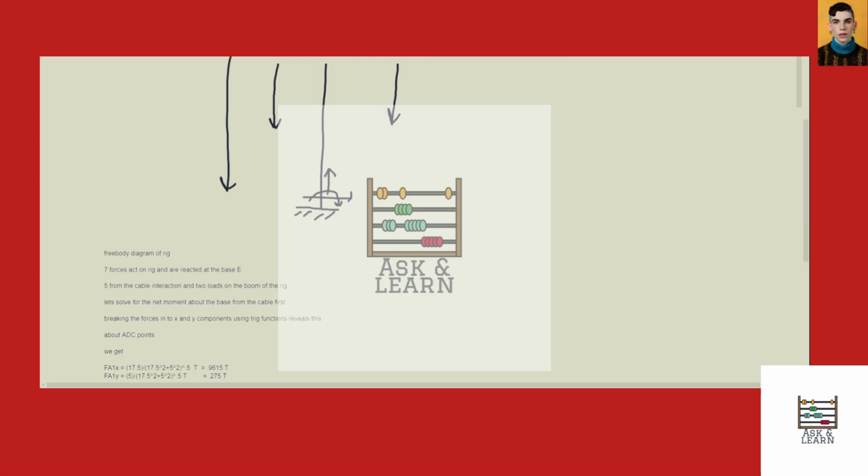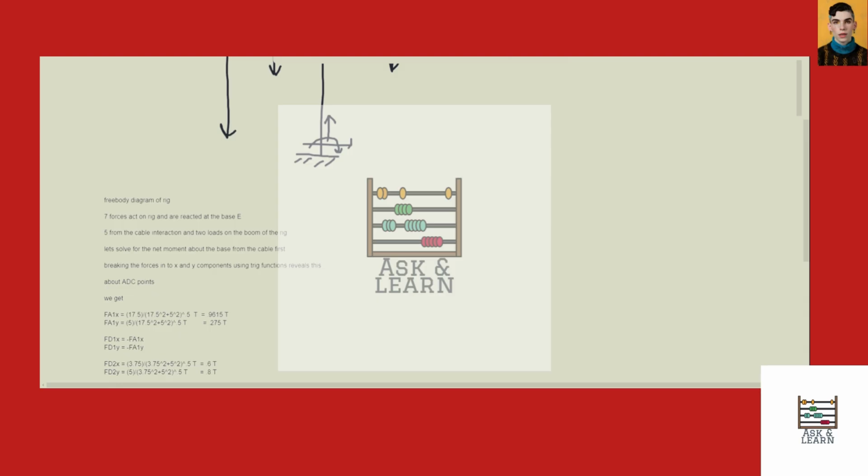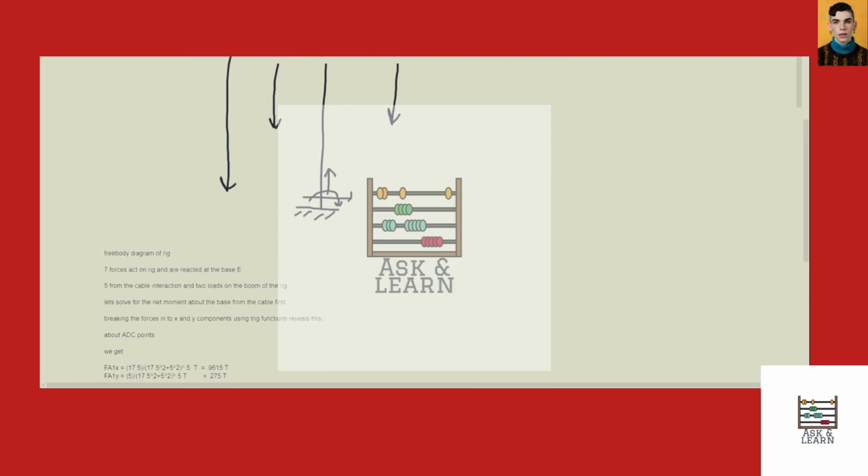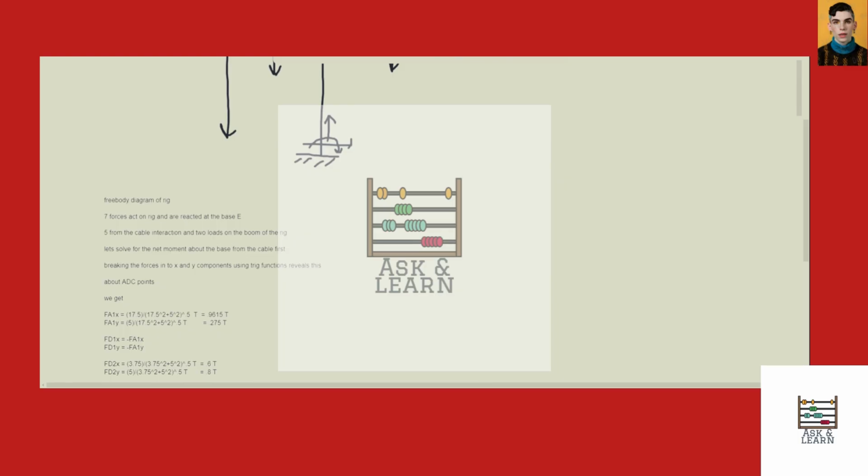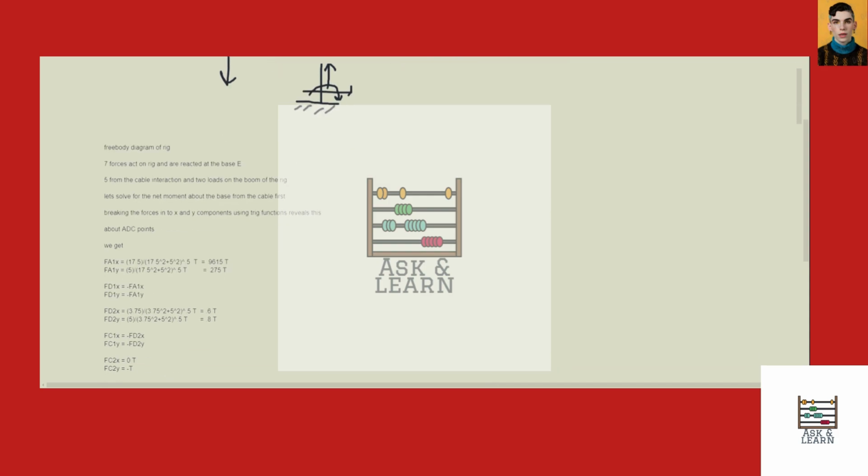If we break the forces into XY components using trig functions about points A, B, D, and C, we get the force at A in the X direction is 17.5 divided by the hypotenuse times T, which is 0.9615 T. In the Y direction, we get 5 divided by the hypotenuse, which is 0.275 T. At point D, the reaction of that cable is exactly opposite of what it is at A. So we have negative FA1x, negative FA1y for the forces at D from cable 1.